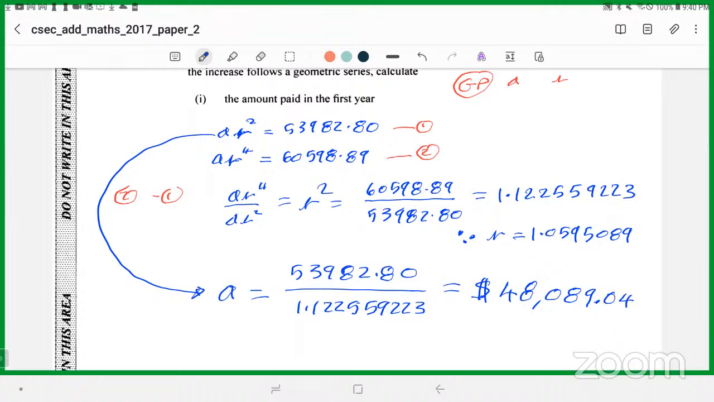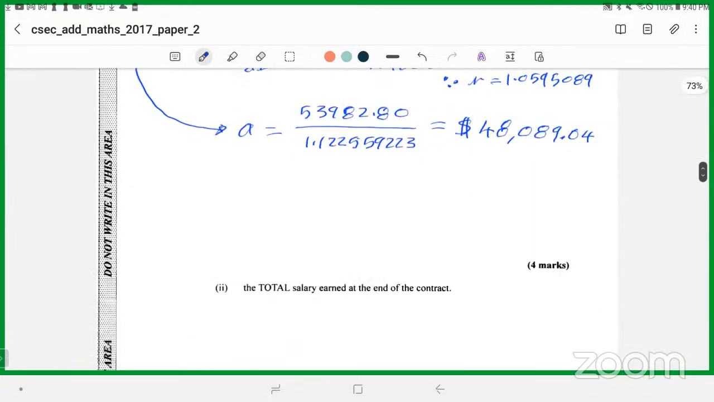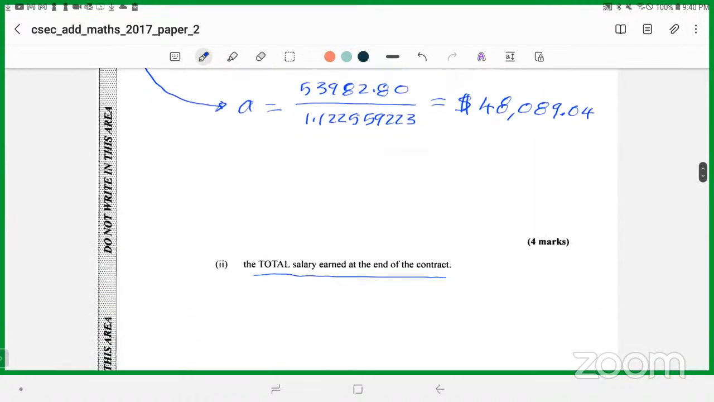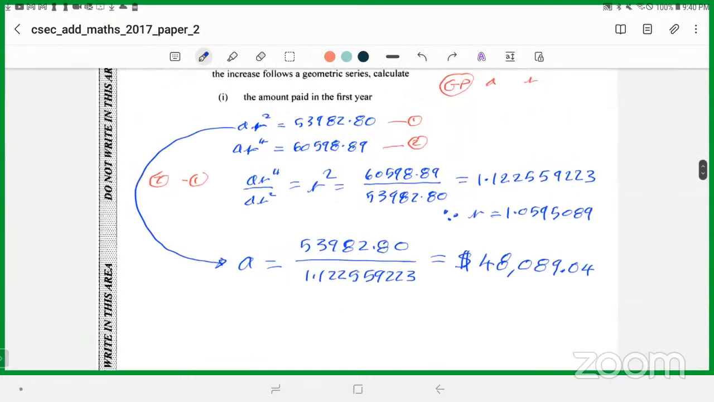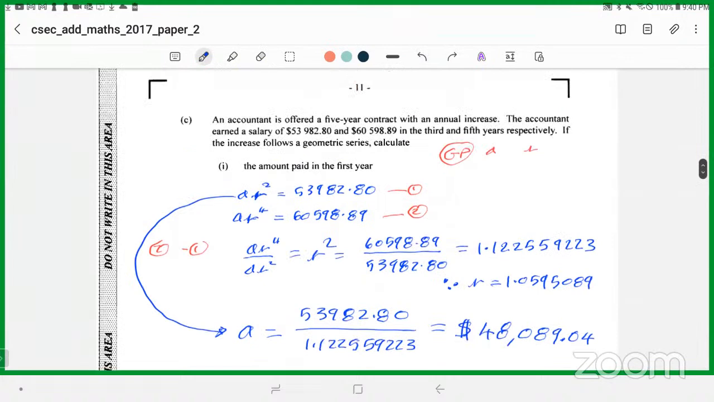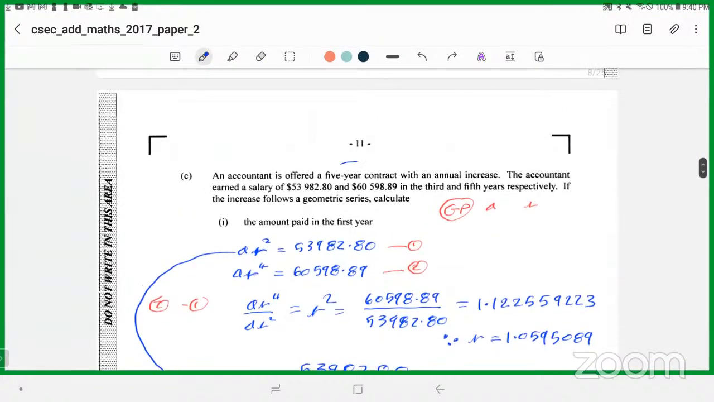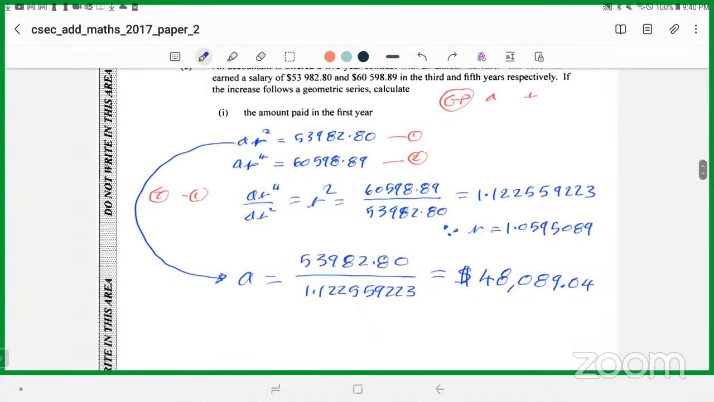All right, that's that. Then they say total salary at the end of a contract. What is this asking us for? It's asking for the sum of the payments. And what was the length of the contract? The length of the contract, they told us, was 5 years. So we're doing the sum to 5 years now.